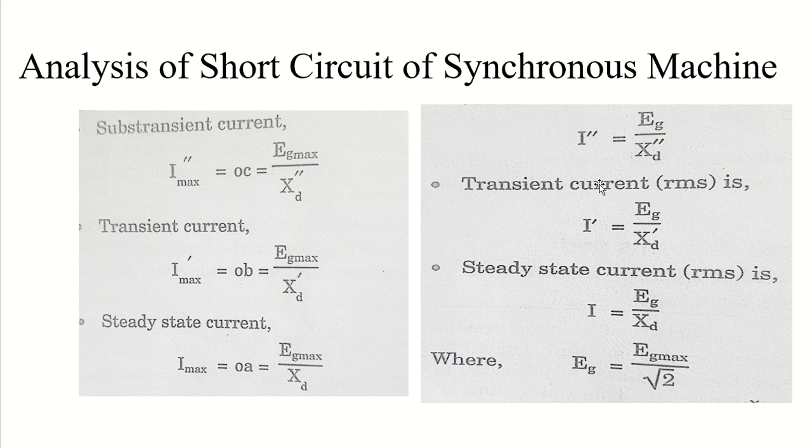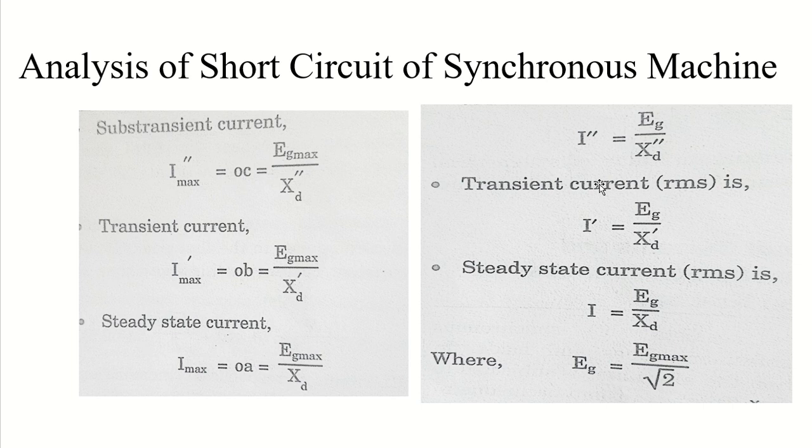So the RMS value of sub-transient current will be Eg divided by XD double dash. The transient RMS value of current will be Eg divided by XD dash, and RMS steady state current will be Eg divided by XD, right? So these will be values of current, and that was the analysis of short circuit on a synchronous machine.